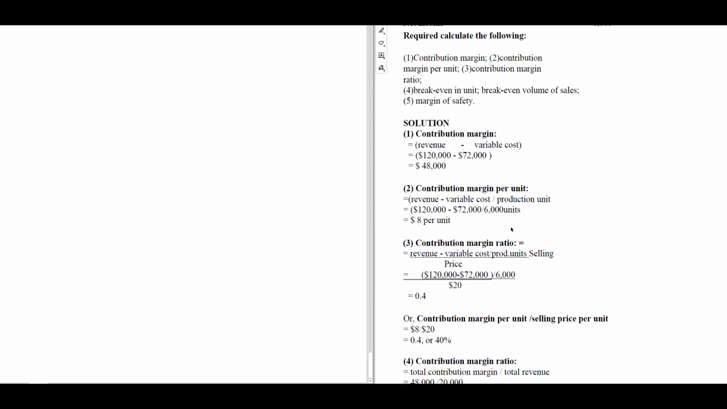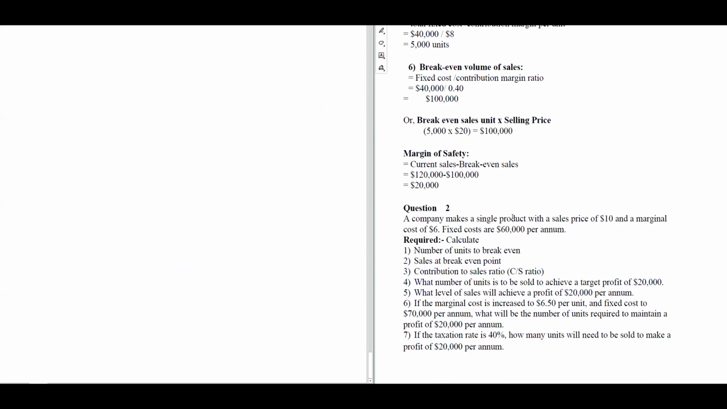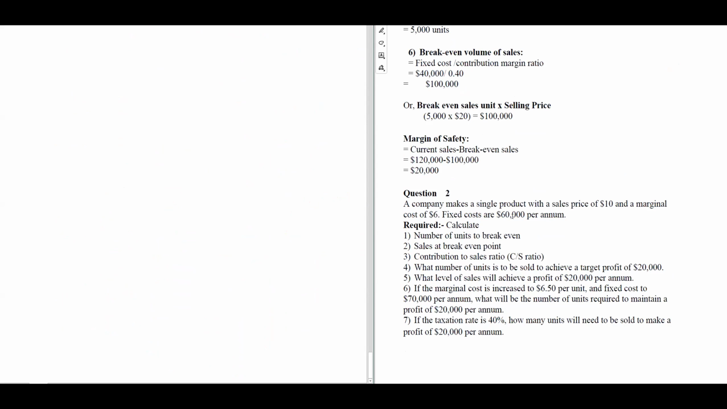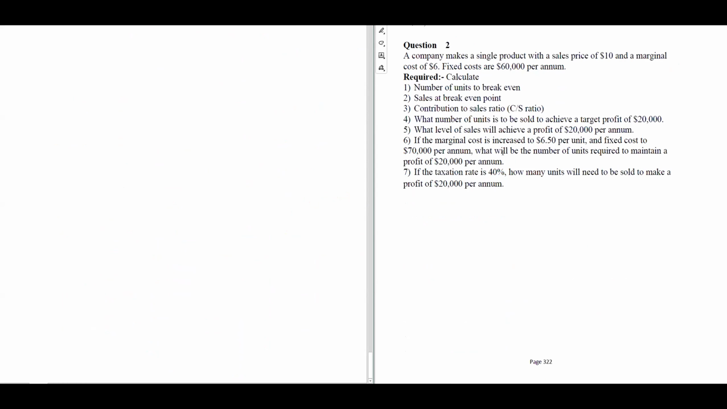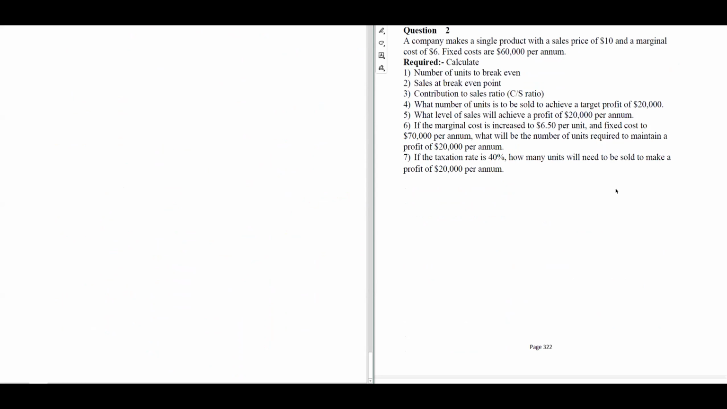This question, I don't need you to write it. So margin of safety, you can also calculate it using the sales. You can take your current sales minus your break-even sales. You get it in sales revenue instead of units. It doesn't really matter. Okay, so let's look at this next question. This one, I'll let you write it.